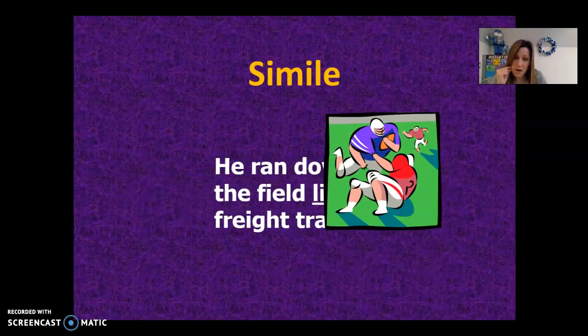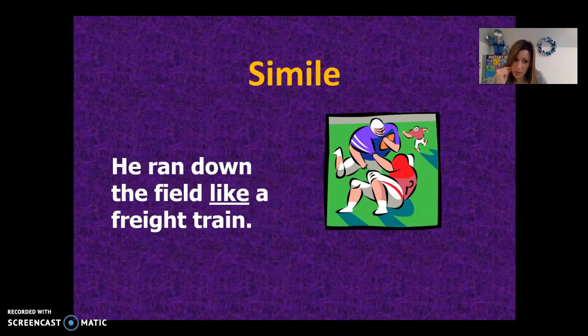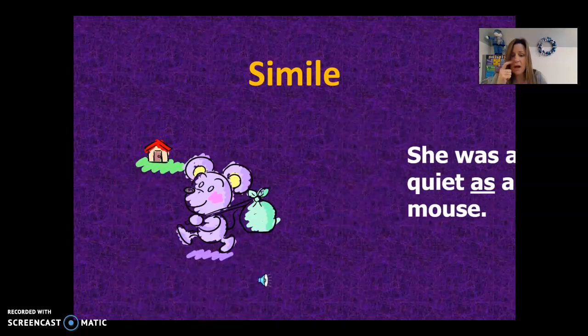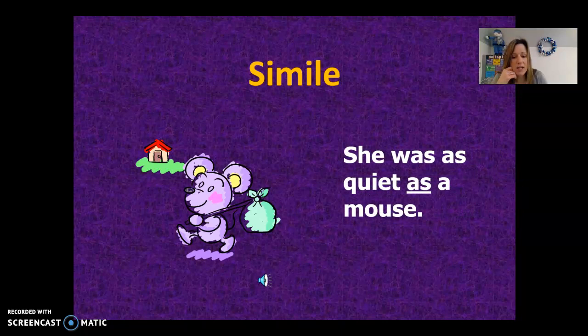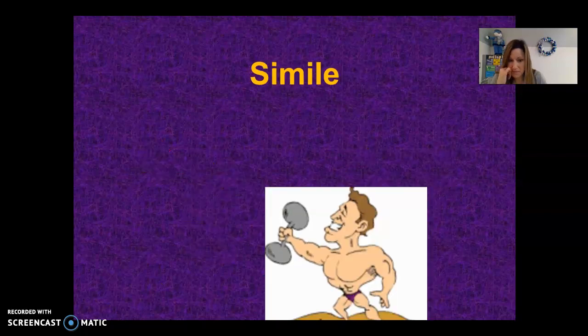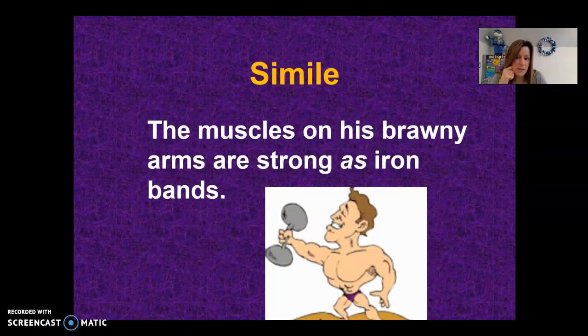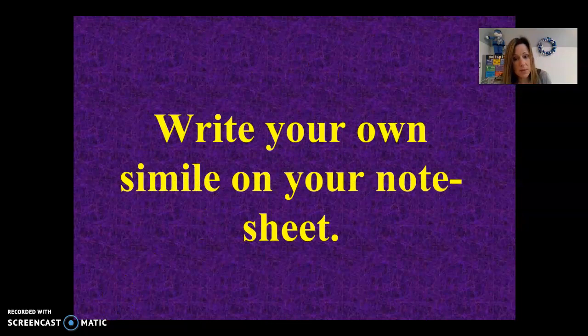Here's another one. He ran down the field like a freight train. And this is comparing the player, he, to a freight train, okay? And then finally here, she was quiet as a mouse. So, comparing her to a mouse. Here is a simile. The muscles on his brawny arms are as strong as iron bands. So this is comparing the muscles to iron bands, okay? So those are some examples.